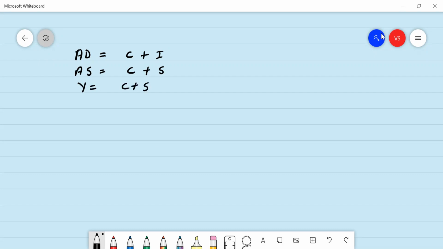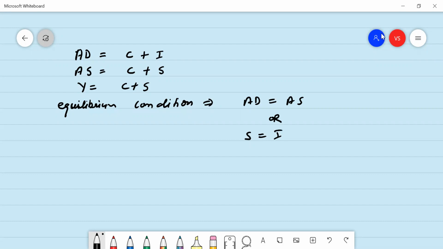And for the equilibrium condition, I told you that the level where AD equals AS, or S equals I, or Y equals C plus I. These are the conditions for the equilibrium level.